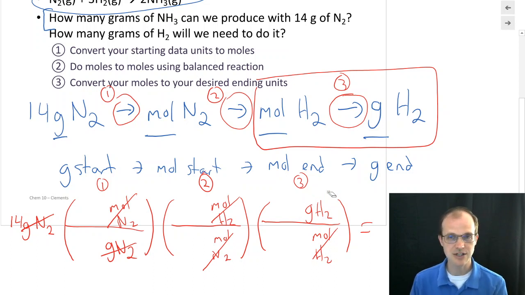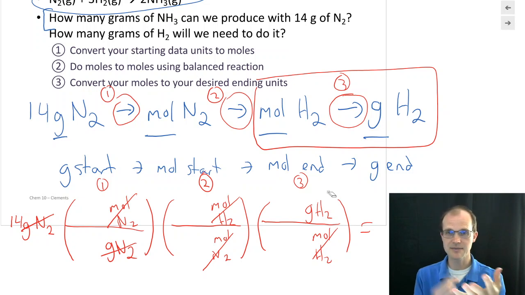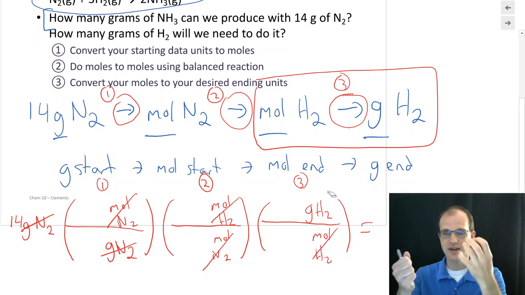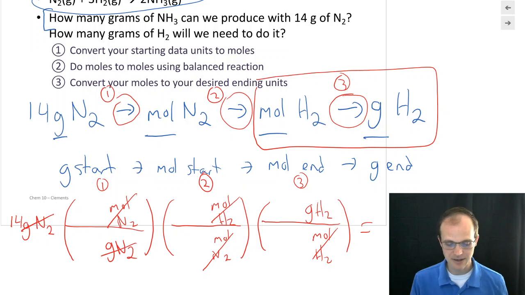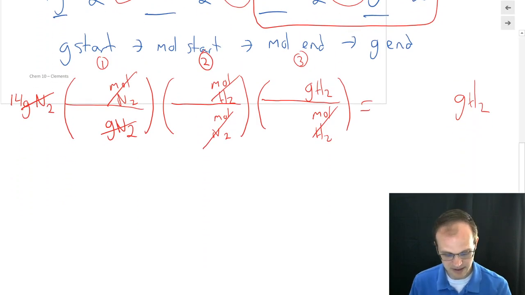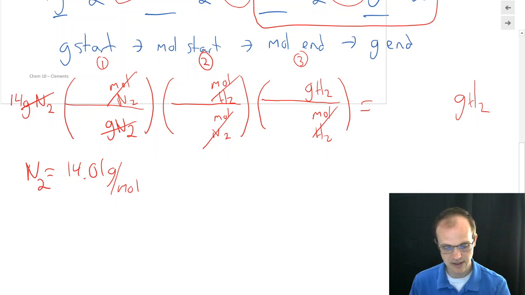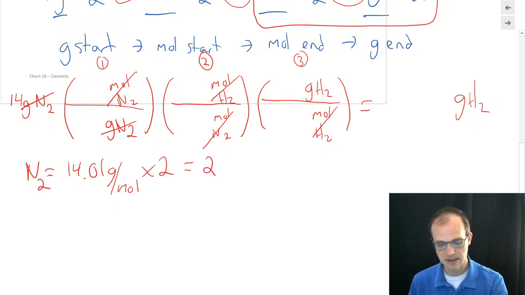So remember, we have to consider each one of these conversions individually to try to get the numbers. Our first one, we've got moles of nitrogen and grams of nitrogen. What quantity do we know that relates grams and moles of something? Hopefully you come up with molar mass. Molar mass relates the grams and the moles. Grams per mole. How do we figure that out? Well, we look up the atomic mass of nitrogen, which is 14.01 grams per mole. But we've got 2 nitrogens, and so we're going to multiply that by 2 to get 28.02 grams per mole.